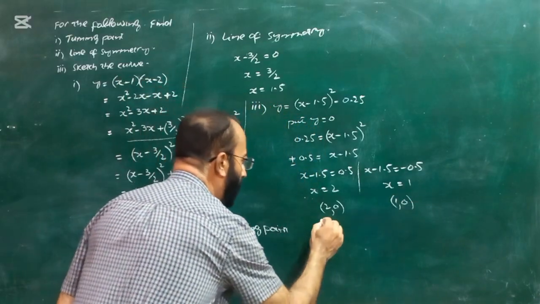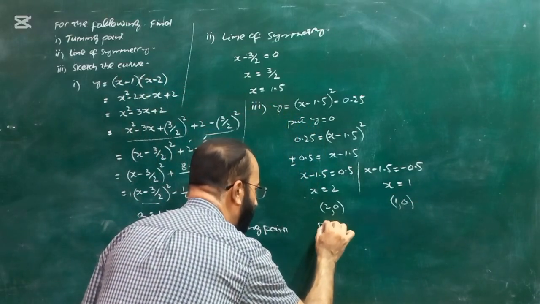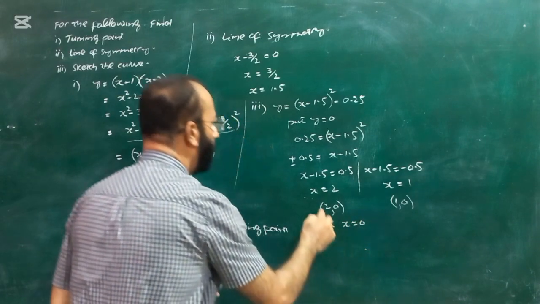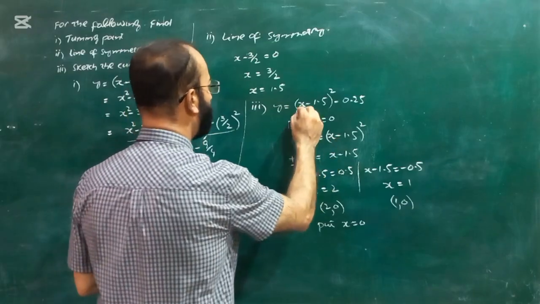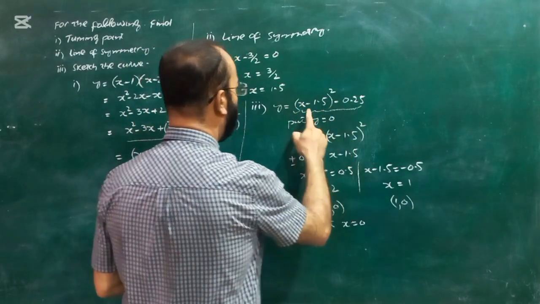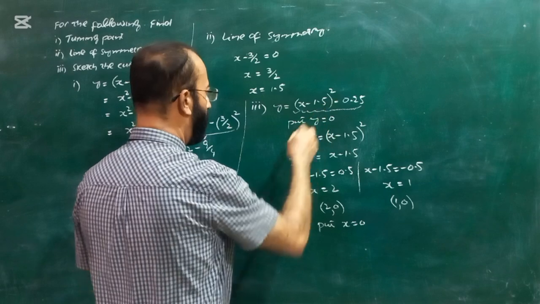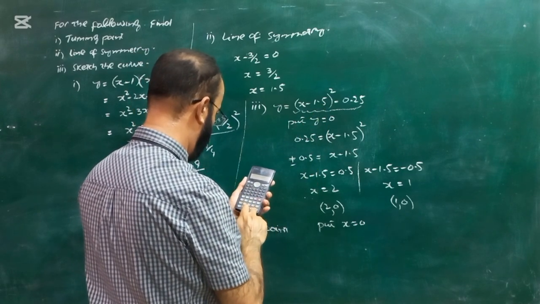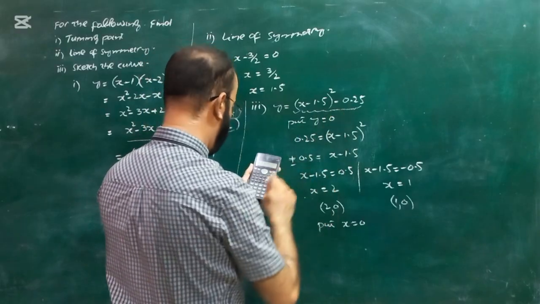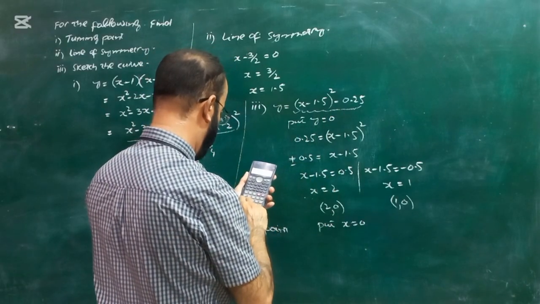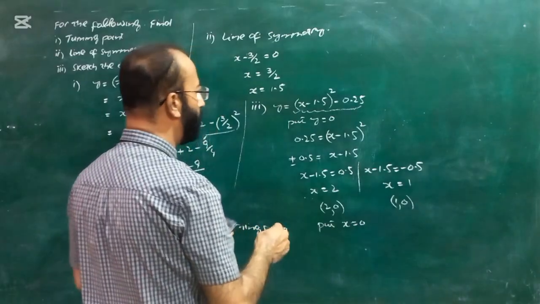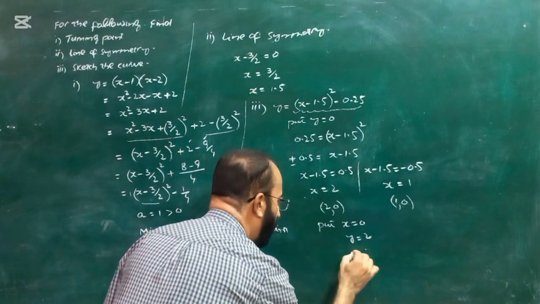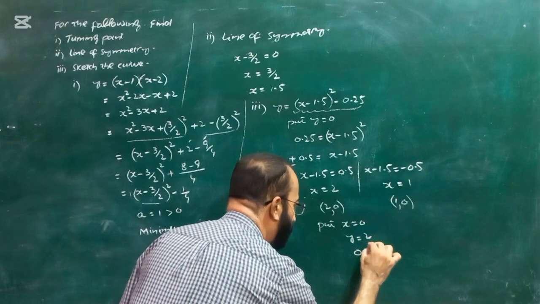Finally, we are going to find the intersecting point at the y-axis. So put x is equal to 0 now. So this is the equation. When we put x is equal to 0, 1.5 square minus 0.25 will be equal to 2. So y will be equal to 2. So the point will become 0 and 2.